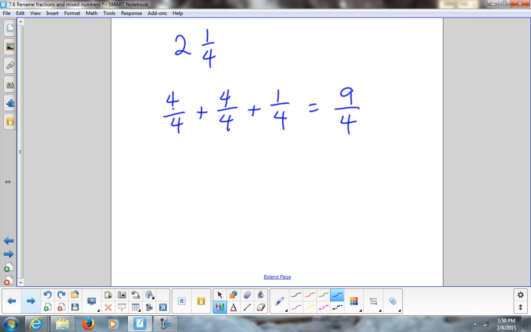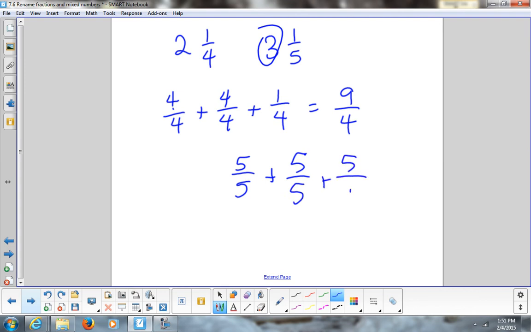If it was 3 and 1/5, what is a whole? Whole is 5. Okay, so 5/5, right? And how many wholes do I have here? So how many times am I going to do it? 3 times. And then I'm going to add the fraction, right? So what's my answer? 15, 16. Easy. Okay. Now the other way.